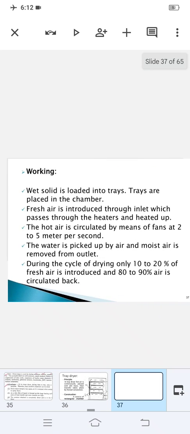How it works? The wet solid is loaded into the trays and the trays are then placed into the chamber. Then the fresh air is introduced through the inlet, which passes through the heaters and gets heated up. Then the hot air is circulated by means of fans at 2 to 5 meter per second. After that, the water is picked up by air and moist air is removed from the outlet. Then during this cycle of drying, only 10 to 20% of the fresh air is introduced. The rest, 80 to 90%, of air is circulated back.